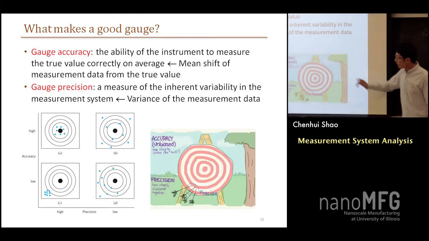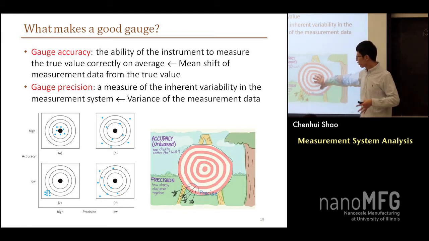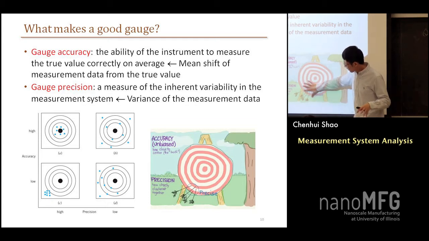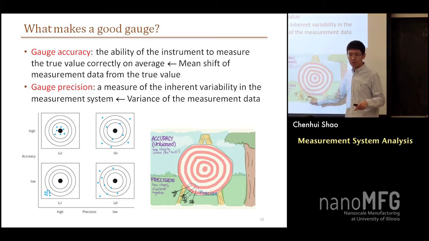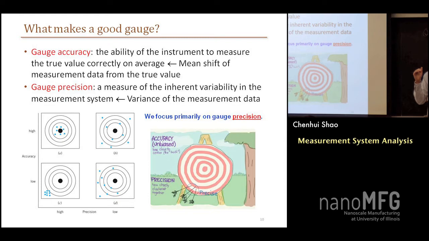Okay. Here in this figure, this is my target, what I want to measure. If I get my arrows close to the center on average, I have an unbiased estimation and good accuracy. But if they are all clustered very close to each other, even though they are far away from the center, we still have good precision. Okay? In gauge R and R study, we primarily focus on gauge precision rather than accuracy. So precision is about sigma squared, sigma hat, sigma. Okay, so that's about precision, and that's the concern of gauge R and R study.